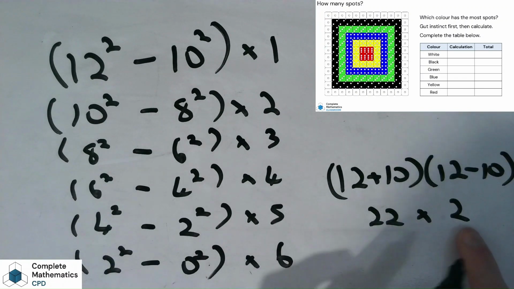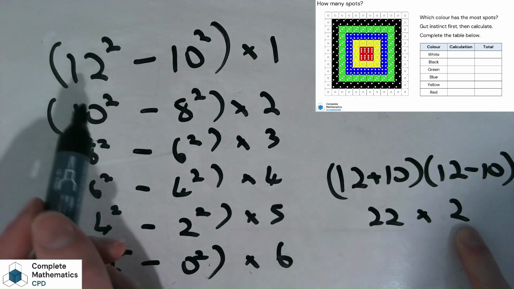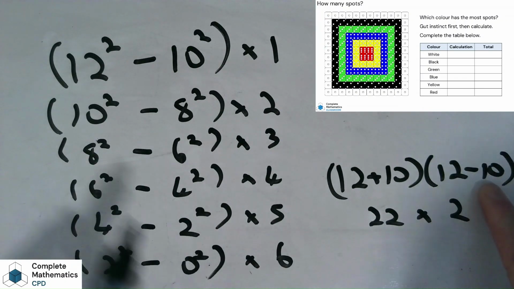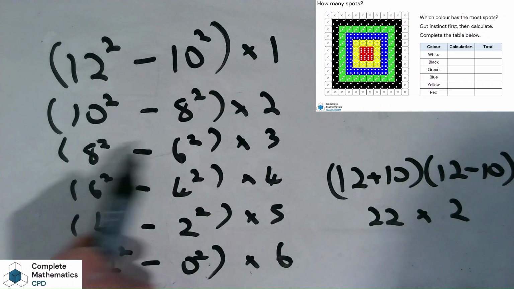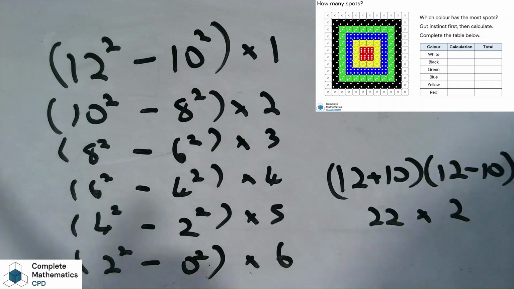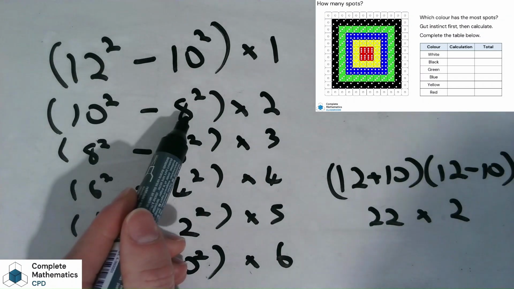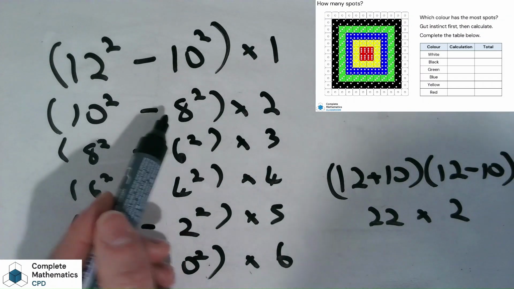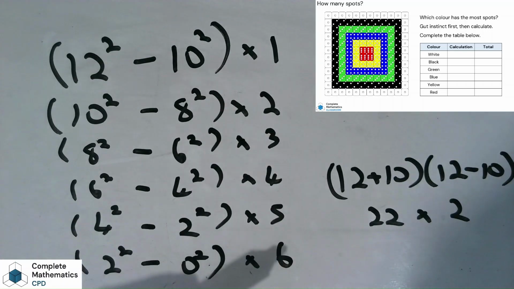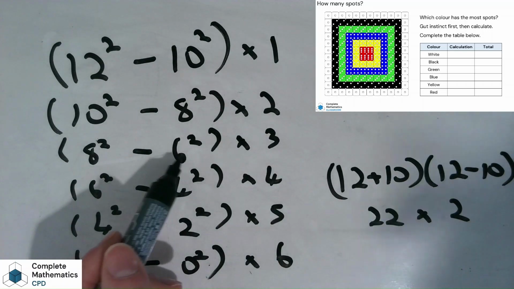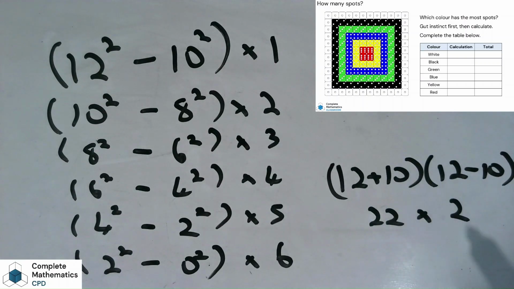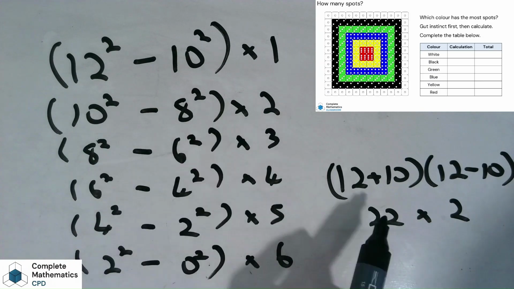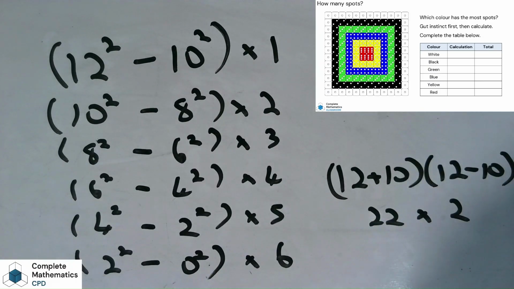This difference here is always going to be a constant 2 because it's going to be 10 minus 8 in the second brackets, then 8 minus 6 in the second brackets, and so on. So essentially we just need to add these two together and then double it. So 10 plus 8, 18, double it 36, times it by 2 gives us the 72. 8 plus 6, 14, doubled is 28, and then times it by the 3, and so on. And we get exactly the same answers. It's just a nice way of linking it to the difference of 2 squares.